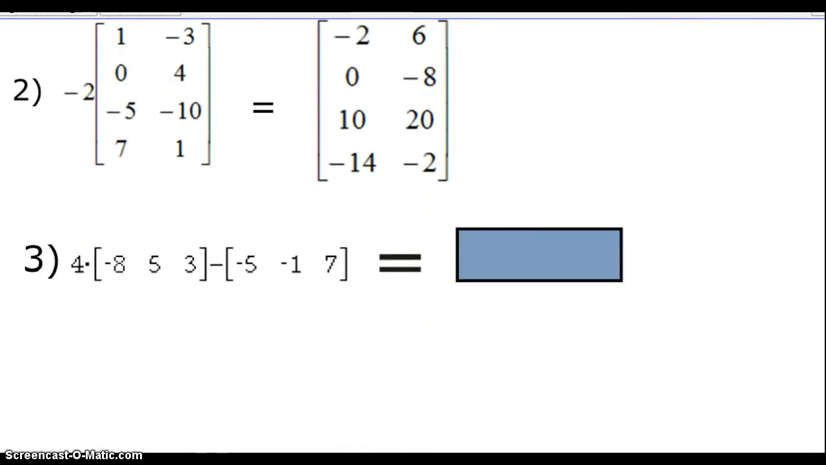Notice the size of the matrix stays the same. Little more work to do in this one. Take a second. Notice the 4 is being distributed to the front one. Okay, and you end right there.